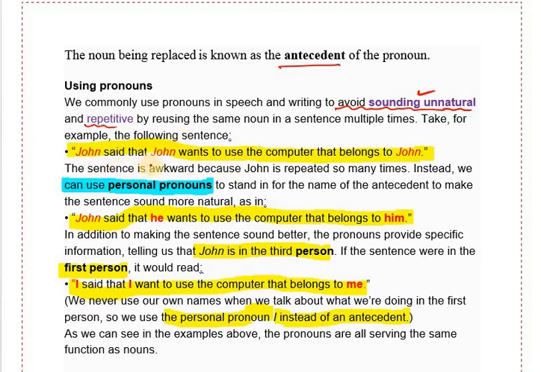You see here, John said that John wants to use the computer that belongs to John. So that sentence becomes a little bit unnatural, with the noun repeated again and again, John, etc.